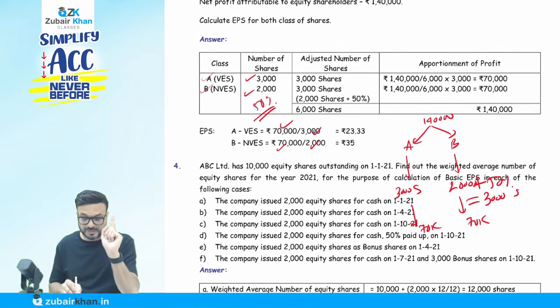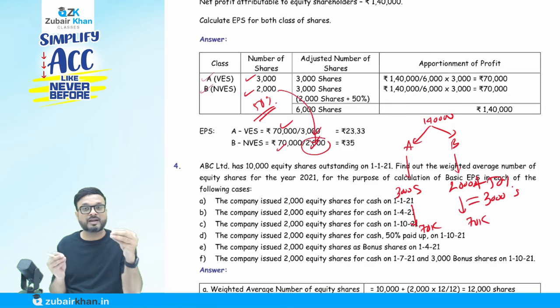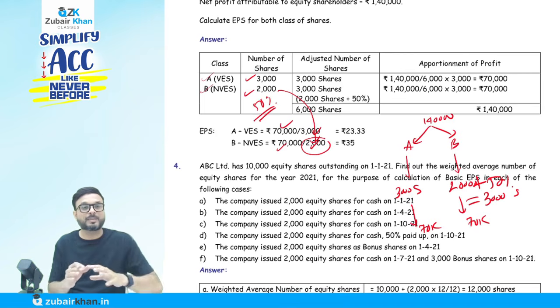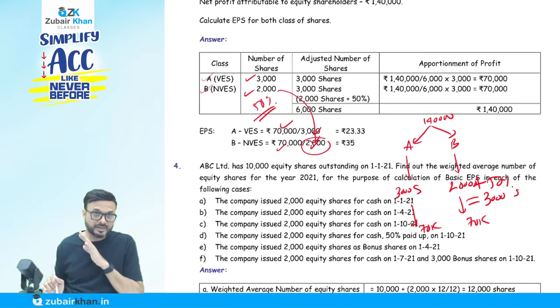When you calculate the EPS, I will take the actual number of shares. But when we talk about allocation of the profit, we have to distribute on the basis of their dividend rights. They have 50% more dividend, so to make it proportionate, we increase the number of shares on the basis of their dividend rights. We distribute the profit of 1,40,000 in the proportion of 3:3, that is 70,000. You got the point? Then 70,000 divided by the number of shares, 3,000 for A and 2,000 for B. Like that we calculate.